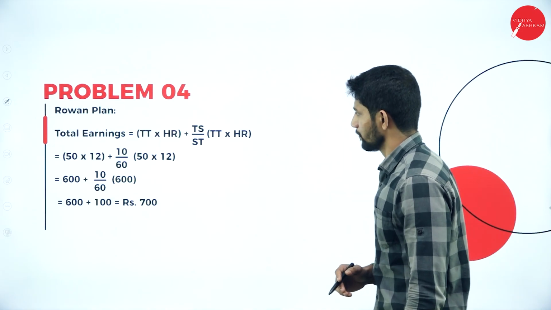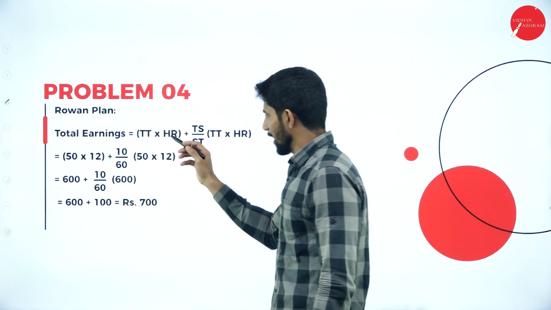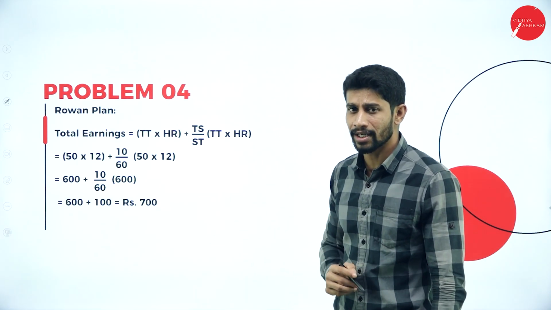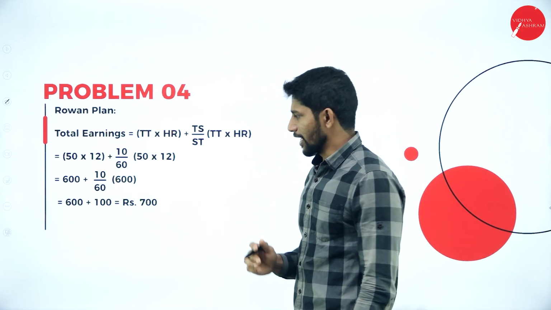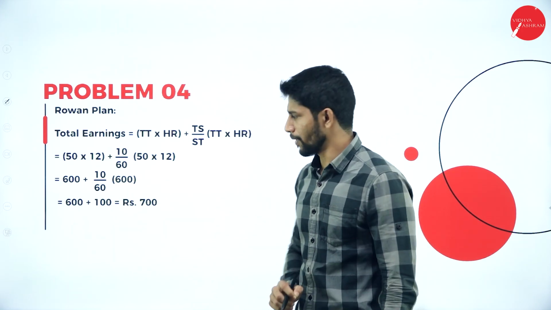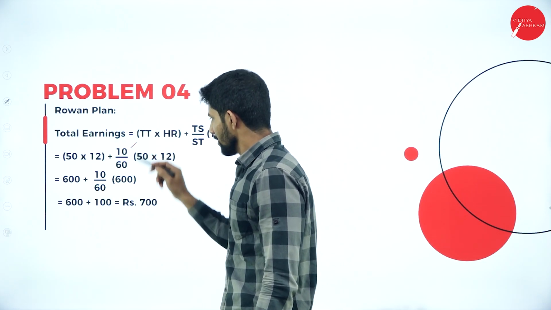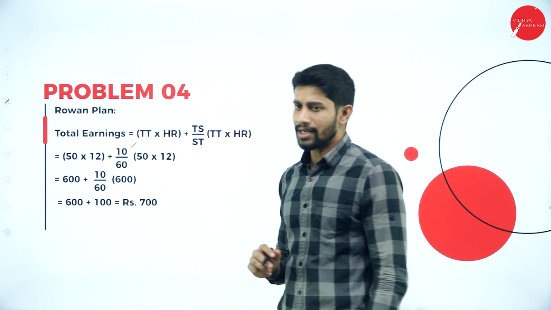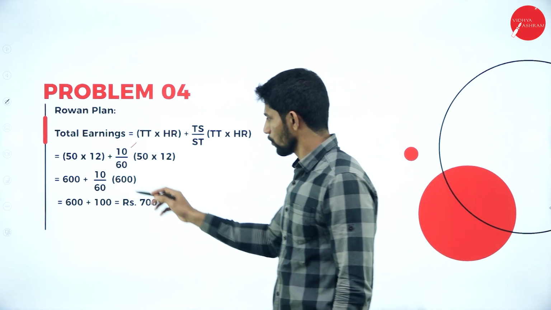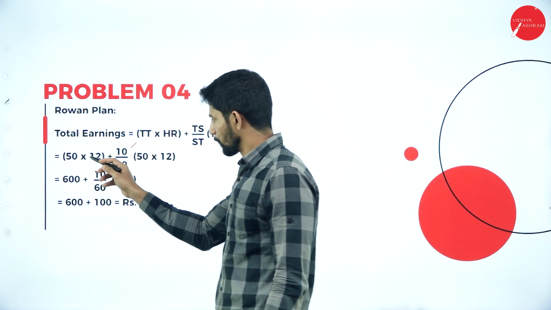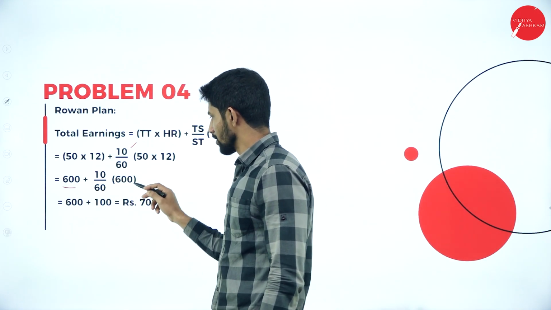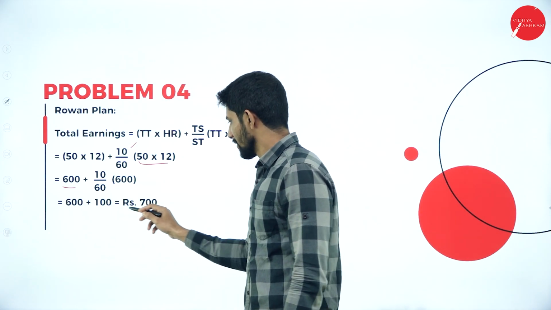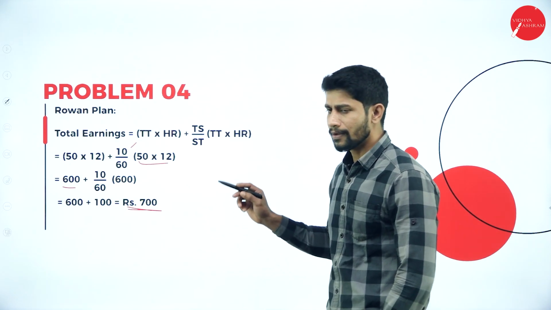Next, under the Rowan plan. The formula is time taken into hourly rate plus time saved divided by standard time into time taken into hourly rate. So time taken is 50 hours into 12 rupees per hour, plus time saved is 10 hours divided by standard time of 60 hours into time taken 50 hours into 12 per hour. So if you do the calculations, you will get 50 into 12, 600, plus 10 by 60 into 600. So 600 plus 100, you will get 700. So this is the total earnings under the Rowan plan.